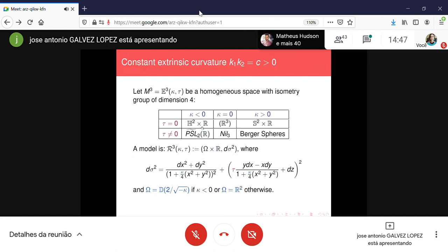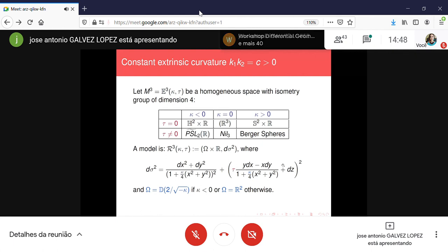Here we have H2 cross R. This is the Euclidean space, but it is not really in the table. S2 cross R and these other spaces, okay? The Heisenberg space, okay. A global parametrization of the space can be given in this form. Here you can see the constants kappa and tau.